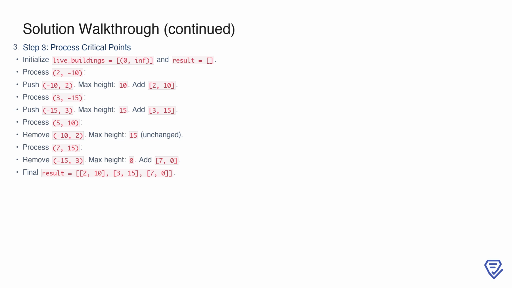Finally, with (7, 15), we remove (-15, 3) from the heap, reducing the maximum height to 0. This drop is captured with (7, 0). The resulting skyline is [2, 10], [3, 15], [7, 0], which reflects the overlap between the two buildings.